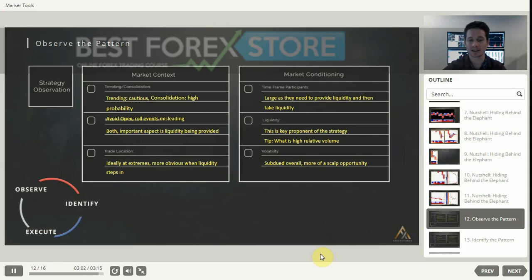All right, obviously volatility. Note, it's a relatively subdued strategy in terms of volatility, as it is more of a scalp type trade opportunity. Okay, let's now move on to the identification of the trade.